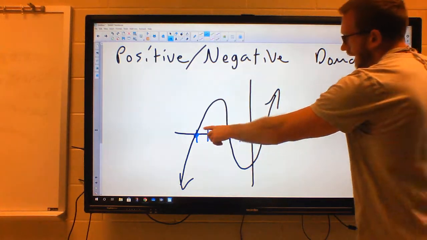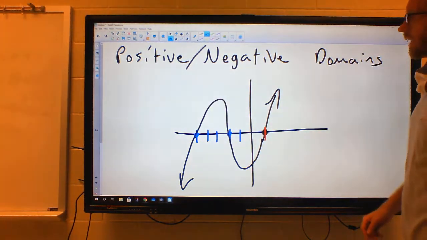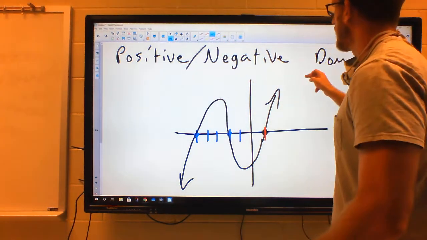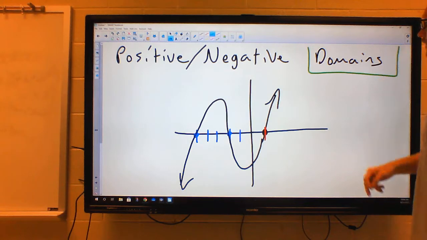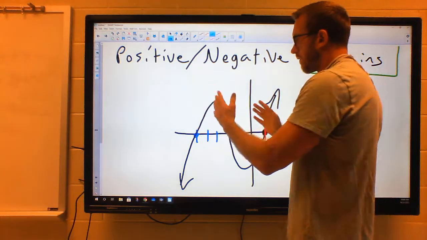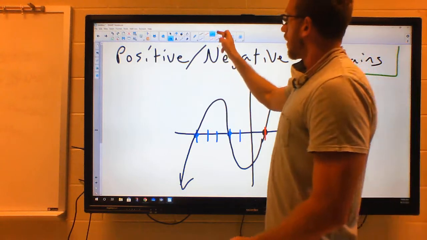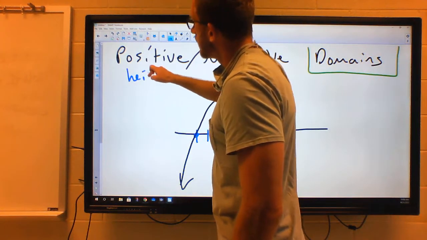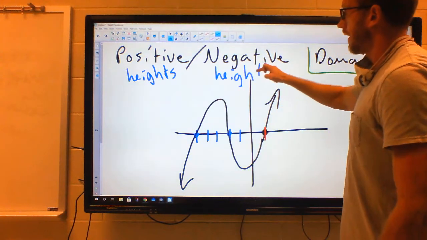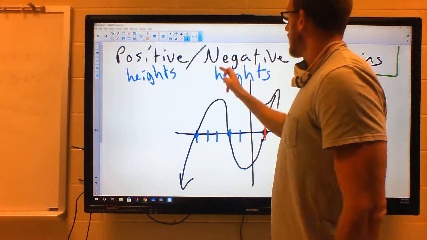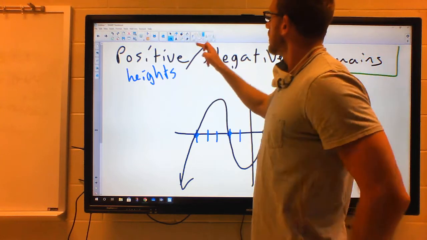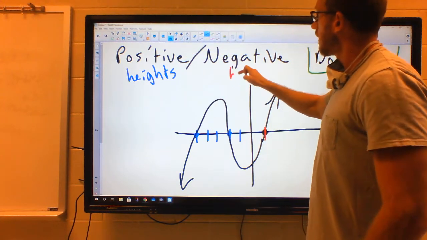Okay, so let's say that this is our problem. Positive and negative domains. We are once again just looking at domains, left-right regions. So we're looking at left and right zones where we have positive heights or negative heights. That's kind of how you can view this. In fact, maybe I will even color coordinate this a little bit. Negative heights.